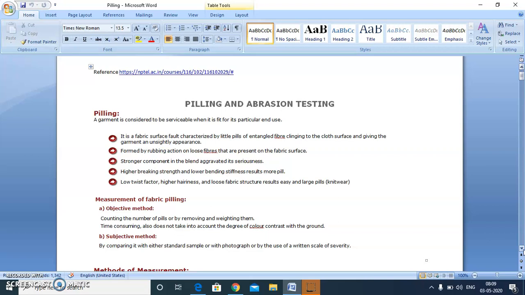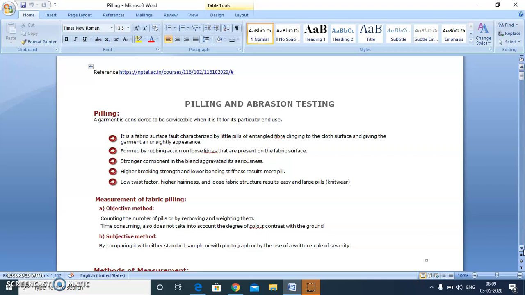Pill is basically a property of the fabric in which a small entanglement of fibers are formed on the surface of the fabrics during use. So it gives an unsightly appearance and it reduces the usable life of a garment or fabric, and it is found by rubbing action on loose fibers that are present on the surface.